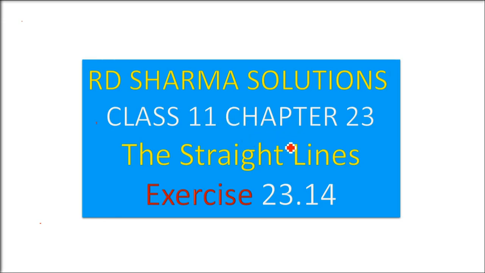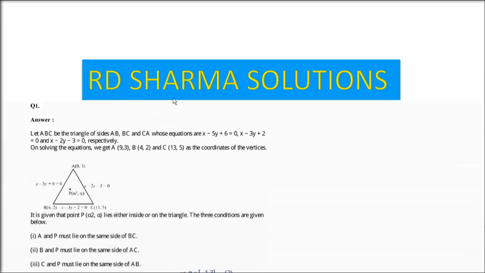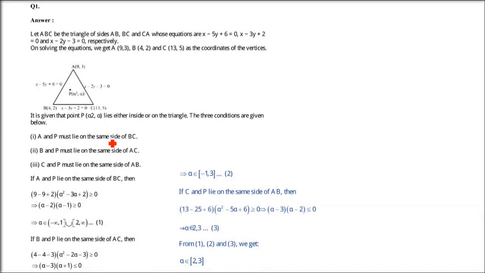This is R.D. Sharma's solution, class 11, chapter 23. The straight lines exercise is 23.14. The question is, find the values of alpha so that the point P, alpha square alpha, lies inside or on the triangle formed by the lines x minus 5y plus 6 equals 0, x minus 3y plus 2 equals 0, and x minus 2y minus 3 equals 0.